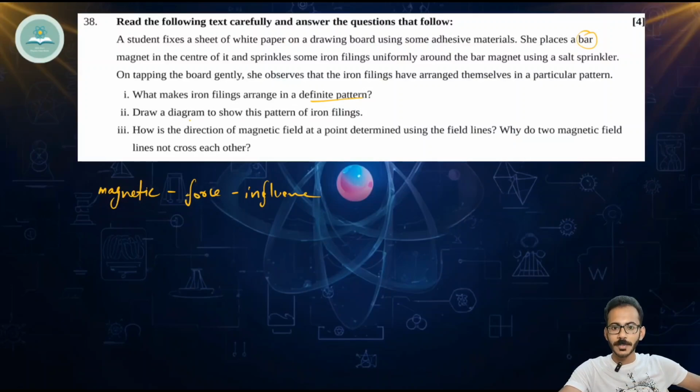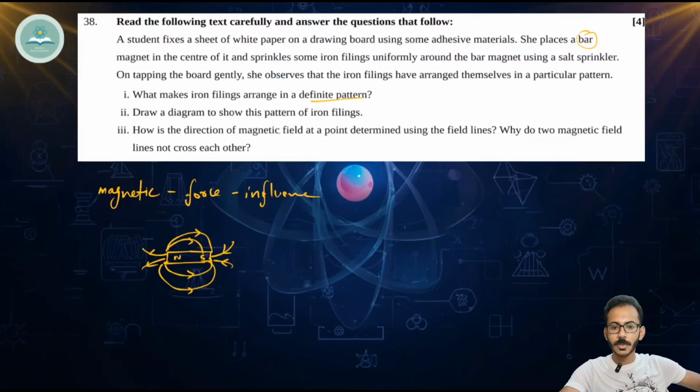Now, draw a diagram to show this pattern of iron filings. We have already done this so many times. So if this is North Pole and this is South Pole, then it's from north to south. It's also from north to south. Again, from here the magnetic field lines will be going outside. So direction is from north to south, again north to south, north to south. It is coming out to south. It will be like this.